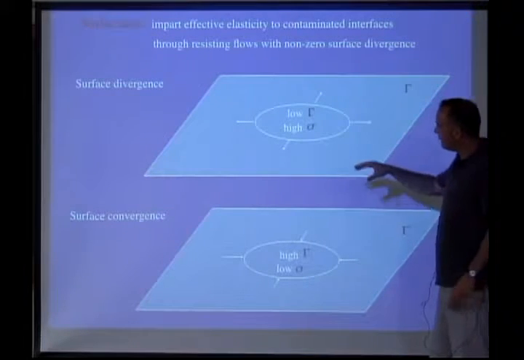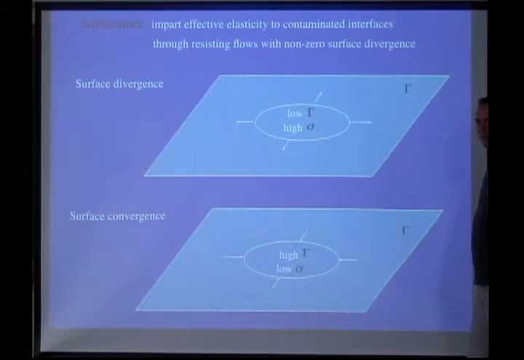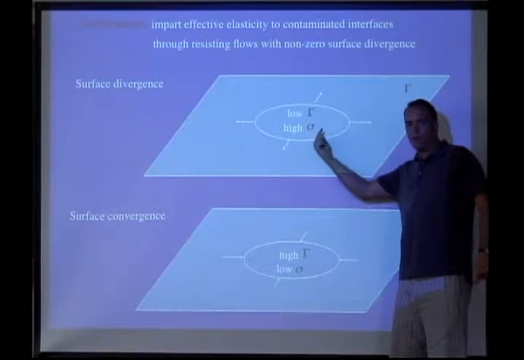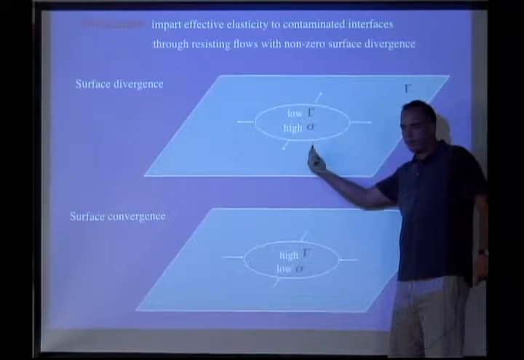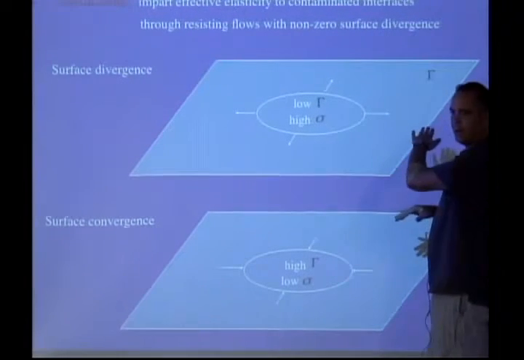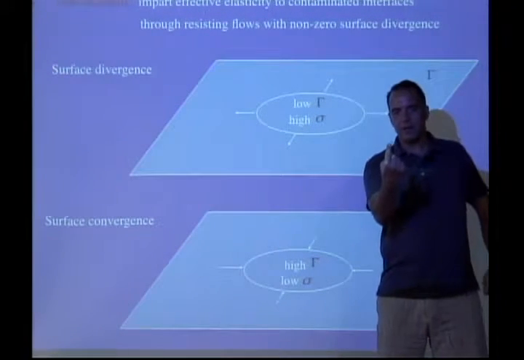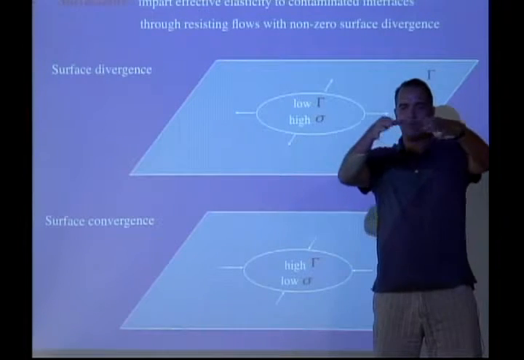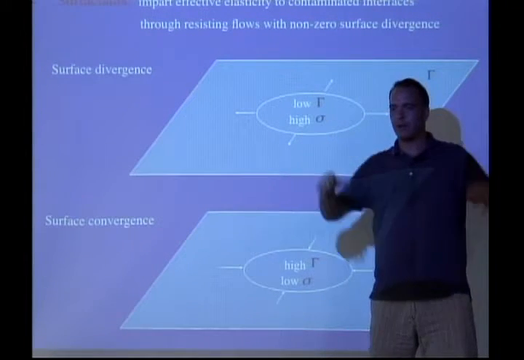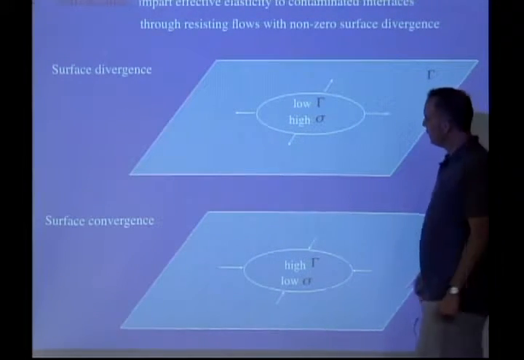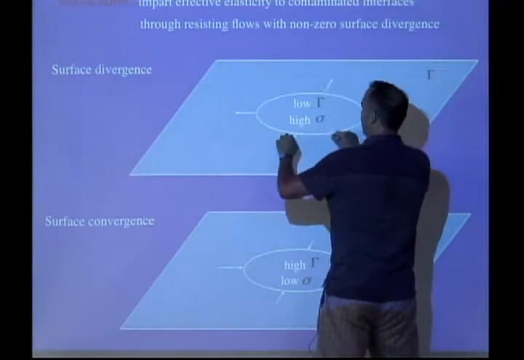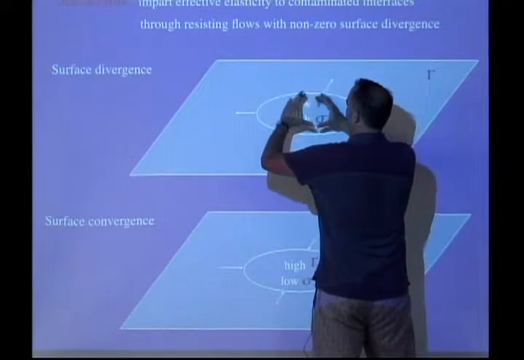Okay? So imagine we have these little dots represent surfactant molecules. And so imagine we have a flow with non-zero surface divergence. So this is the surface of your swimming pool, and we have a jet coming up. The jet is hitting and it's basically spreading, causing the interface to spread like that. Okay? So if we follow, say, a ring of fluid, it's basically going like this.